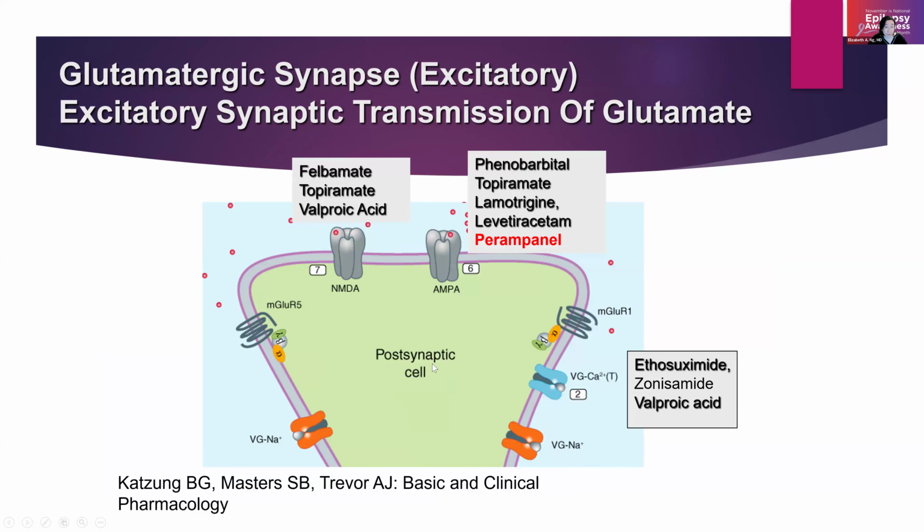Now here are the postsynaptic receptors for the glutamate, glutamatergic synapse, namely NMDA, AMPA, and the voltage-gated calcium T receptors. So here are the anti-seizure medications that work at the NMDA receptors to decrease glutamate transmission. These are the medications that work at the AMPA receptors, and these are the medications that work at the voltage-gated T calcium receptors to decrease glutamate transmission to stop seizures.